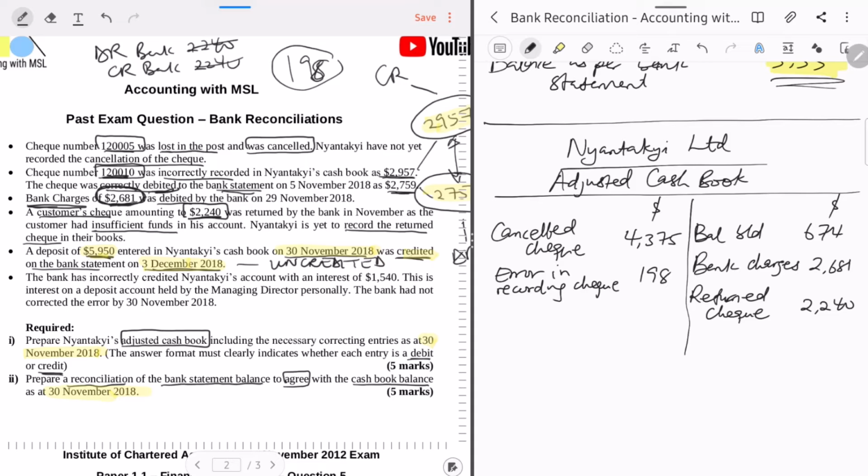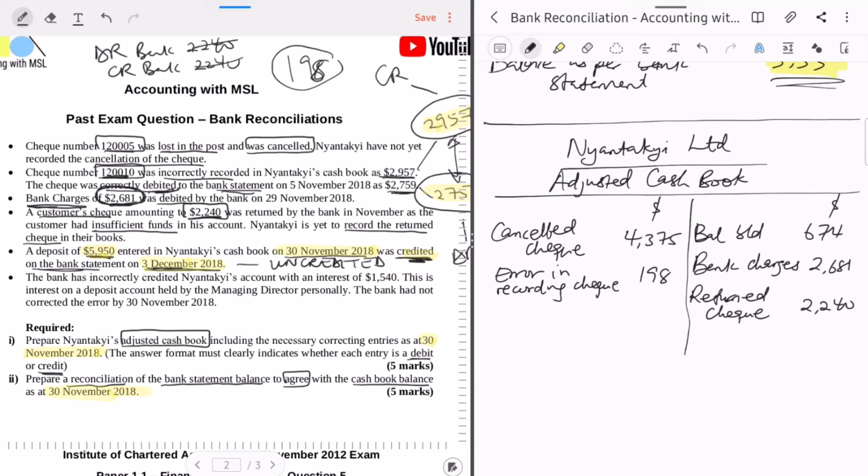This is uncredited. Why? Because they said it was only credited on 3rd December. 3rd December is 3 days after the month has ended. So we've cut off the recording at 30th November. So as at November, it has not been credited. And you know I told you uncredited checks will feature on what? The bank reconciliation statement.